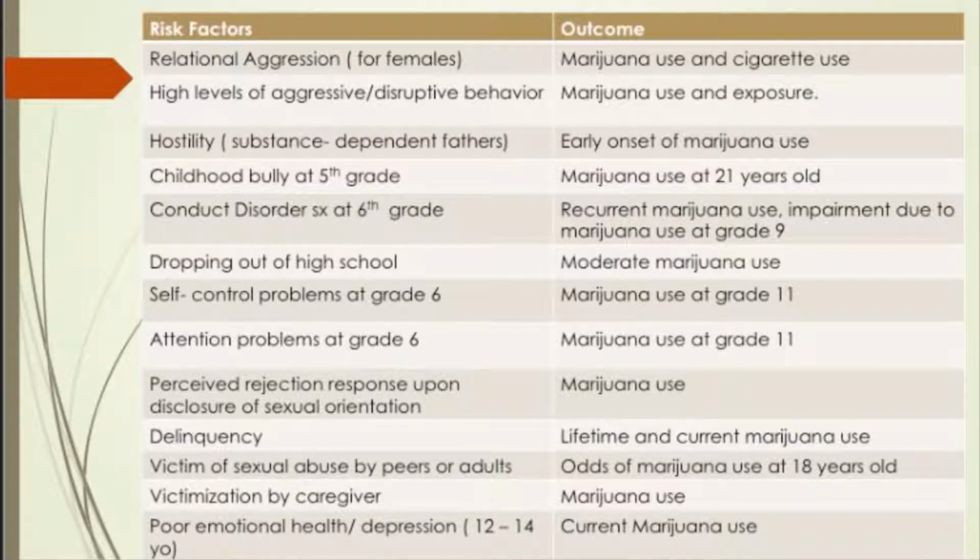So self-control problems at grade 6 may predict marijuana use in grade 11, and attention problems at grade 6 as well may predict use of marijuana in grade 11. Perceived rejection in response to disclosure of sexual orientation may lead to possible marijuana use. And here there was a study that was recently released this year by Dr. Amelia in 2019 titled Sexual Minority Youth at Risk for Early Persistent Alcohol, Tobacco, and Marijuana Use. So this study showed all three substances. So that's something kind of tricky.